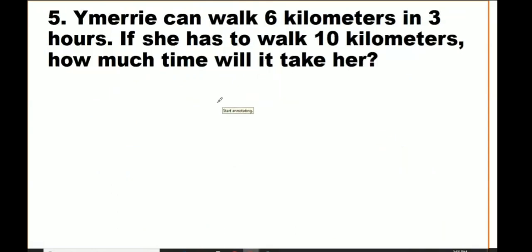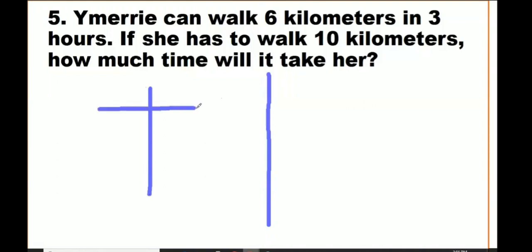Ymerrie can walk 6 kilometers in 3 hours. If she has to walk 10 kilometers, how much time will it take her? We will solve this using the two methods again, the table and the butterfly method. For the table method, we're going to make a table. Let's have the left column as the time and the right column the distance. First, given 6 kilometers in 3 hours, we'll write 3 under the time and 6 kilometers under distance.